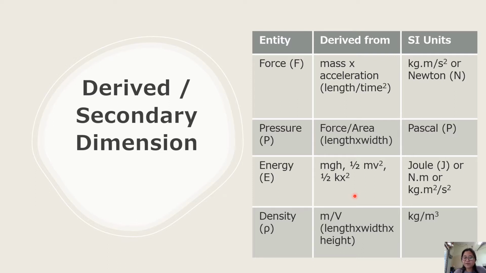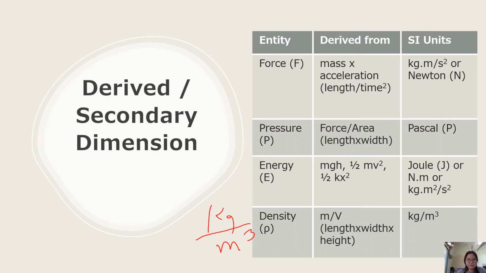And the last example is the density. And this is derived from mass over volume. And volume is given by length times width times height. And this width and height are a type of length or distance, okay? And the SI unit for density is kilogram per cubic meter.